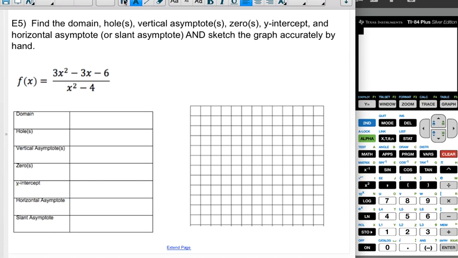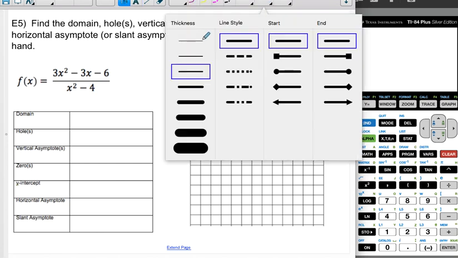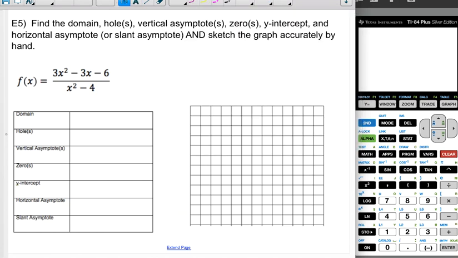All right, so switch to the slightly smaller pen. All right, so we're going to find the domain, the holes, the vertical asymptotes, the zeros, the y-intercept, and the horizontal or slant asymptote, and then we're going to sketch the graph accurately by hand. We will check it on a calculator just to prove our point.